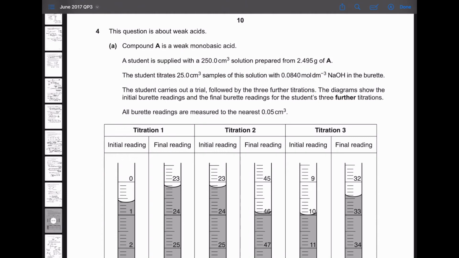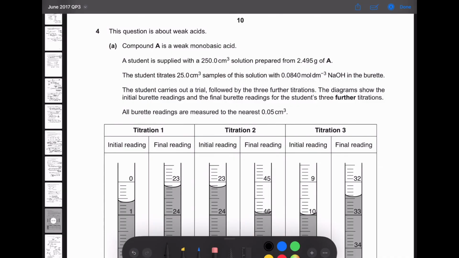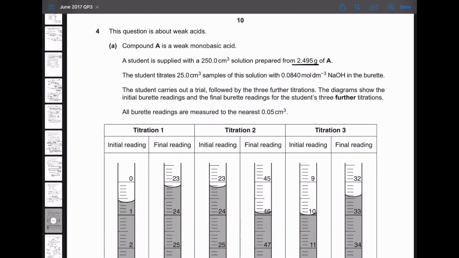This question is about weak acids. Compound A is a weak monobasic acid. A student is supplied with 250 centimeters cubed of solution, prepared from 2.495 grams of A. The student titrates 25 centimeters cubed samples of the solution with 0.084 molar sodium hydroxide in the burette. The student carries out a trial followed by 3 further titrations. The diagrams show the initial burette readings and the final burette readings for the student's 3 further titrations. All burette readings are measured to the nearest 0.05 centimeters cubed.